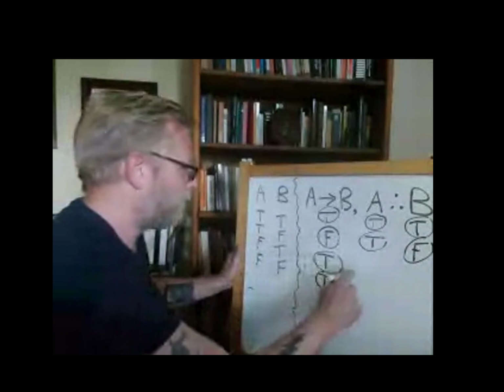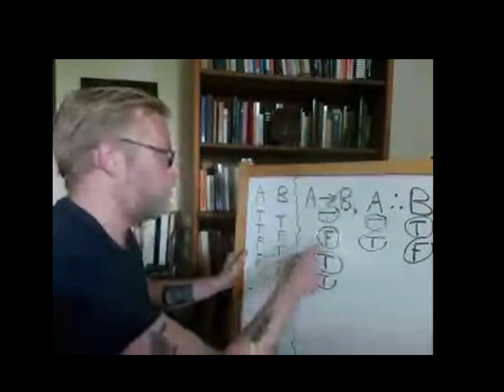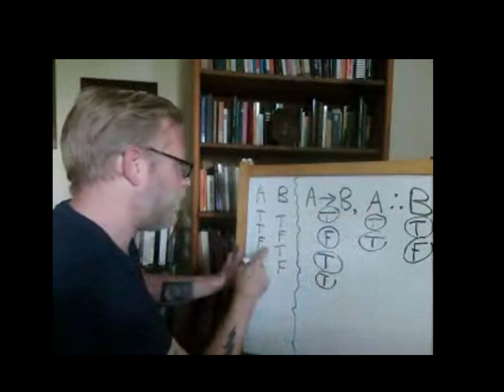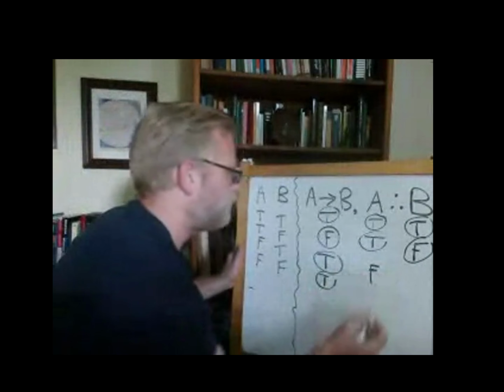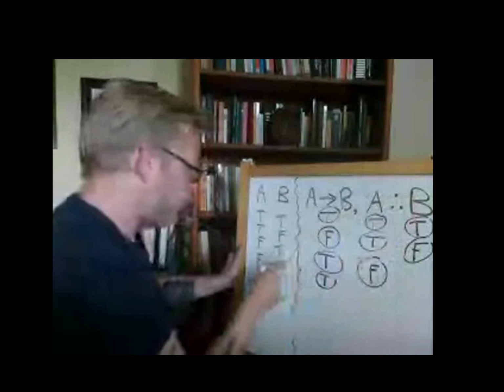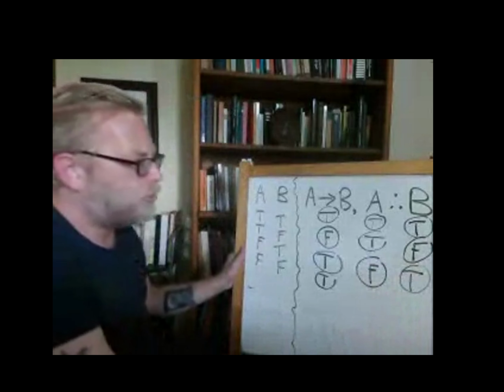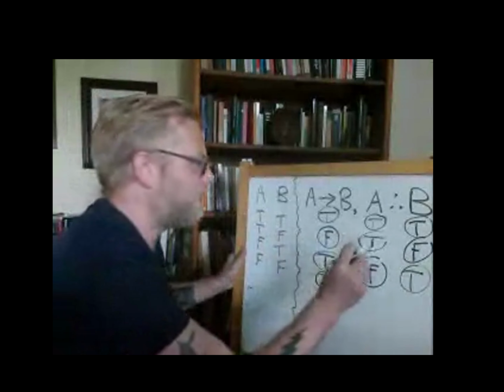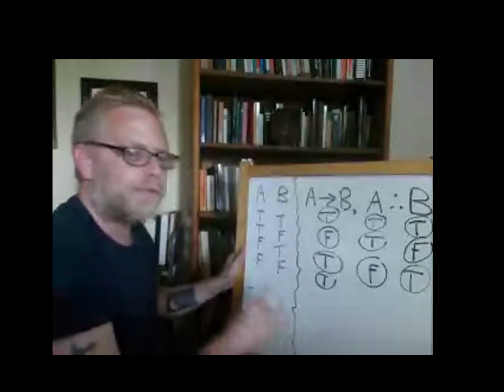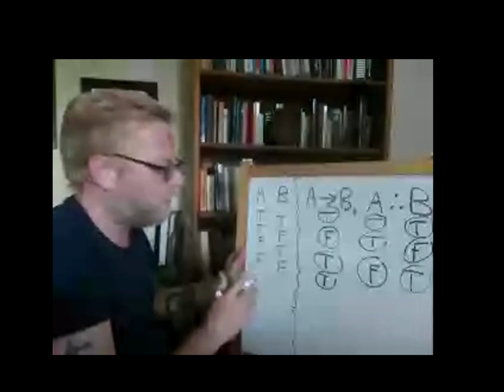Now we're in world 3. This one is true. What about A? A is false in this world. What about B? B is true in this world. Do we see a gremlin yet? Do we see a T, T, F? No, we do not. So far, this argument is looking good.